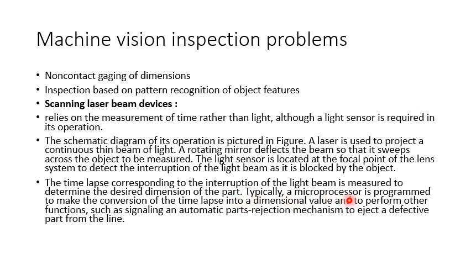Typically a microprocessor is programmed to convert the time lapse into a dimensional value and to perform other functions, such as signaling an automatic part rejection mechanism to eject a defective part from the line. So this is the main working after detecting the defective items.